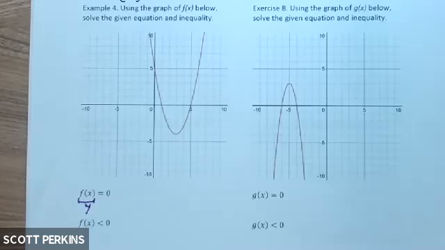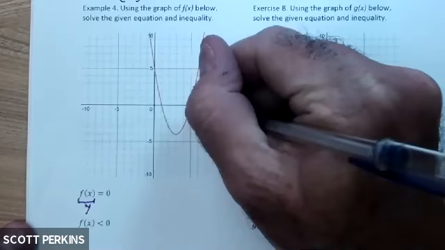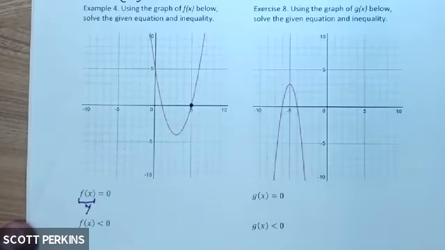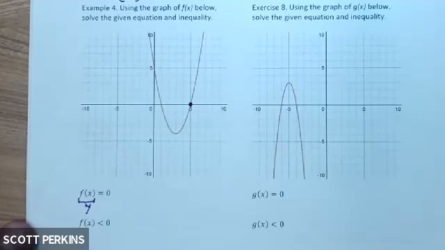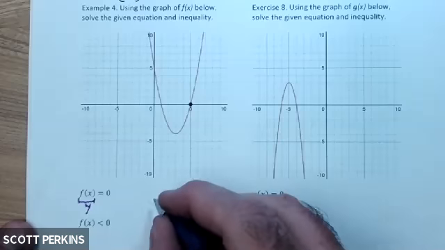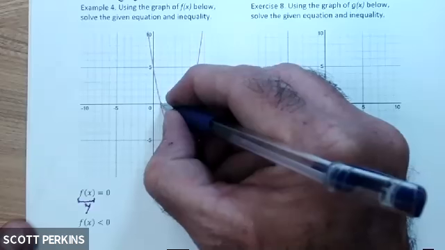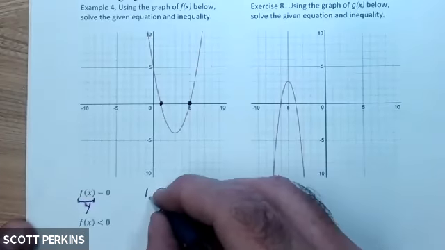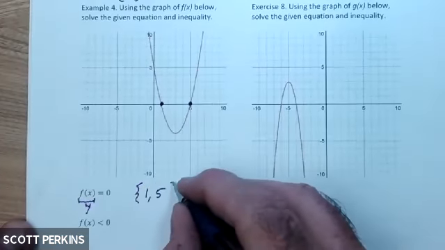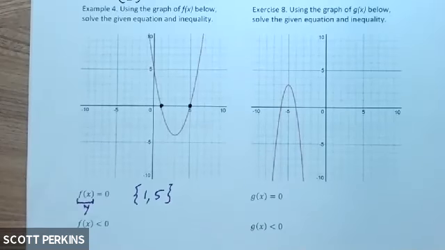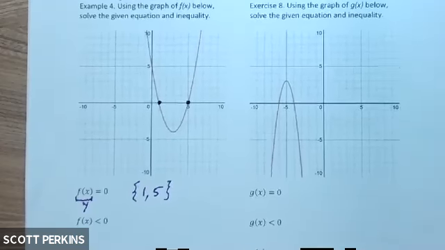So somebody give me one of them. 5, sure, right here. I'm just going to make a nice purple dot right there at 5. That is where the parabola goes through the x-axis. That is one of the solutions to f of x equal to 0. What's the other solution? 1. Yes, I'm going to make a nice purple dot right there at 1. So I'm going to write my solution set. It's not an interval. We solved the equation. It is 2 distinct values where the graph goes through the x-axis.